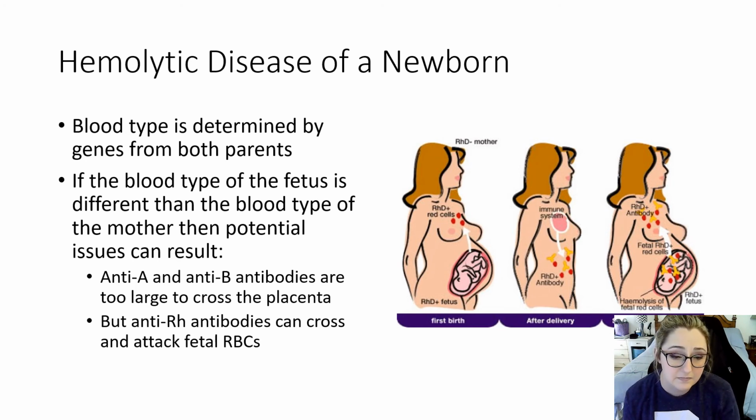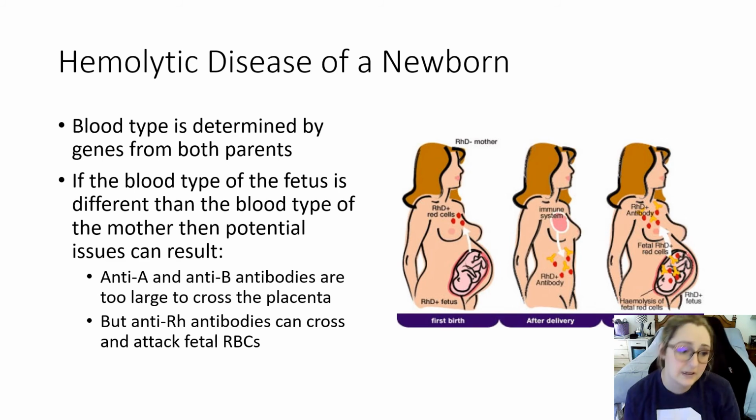Typically, your blood type is going to be determined by the genes of both parents, but the first child that a woman is pregnant with typically is going to have the same Rh factor, so that positive or negative. The second child can have a tendency to not be the same Rh factor, and that is this hemolytic disease. It is where the blood type is different from the mother, and what this can cause is for the mother's body to reject the fetus.